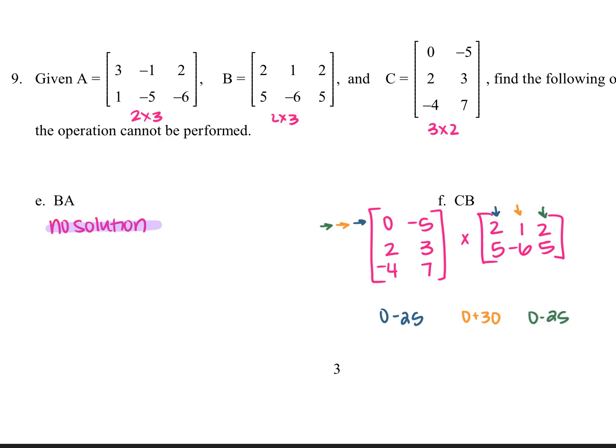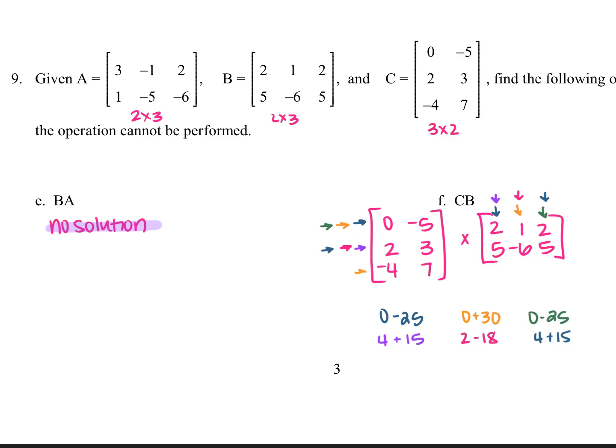We're going to move down now to your middle row with your first column. 2 times 2 is 4. 3 times 5 is 15. Then you have middle row, middle column. 2 times 1 is 2. 3 times negative 6 is negative 18. Then you have middle row, third column. 2 times 2 is 4. 3 times 5 is 15.